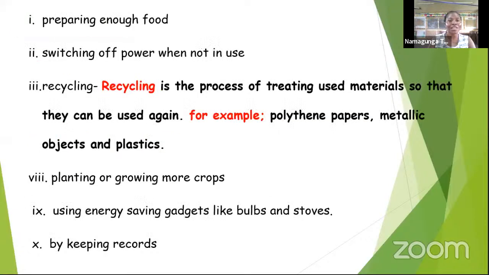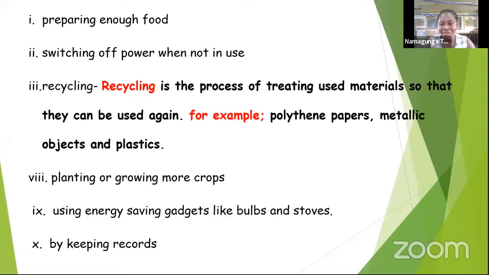We have another one, preparing enough food. Like in this COVID season, we are not supposed to waste food. Whenever they give you food, make sure you eat it and finish it, not just throw it, because the next day you might not have. Switching off power when not in use. Now I'm seeing most of you have already switched off the lights. Why? Because you have light in your room. We have another one, recycling. I want someone to pronounce that word the way I'm pronouncing it. Nkera Zoe, are you there?